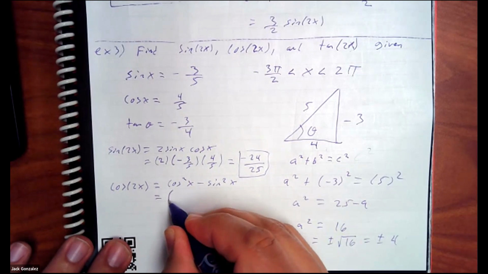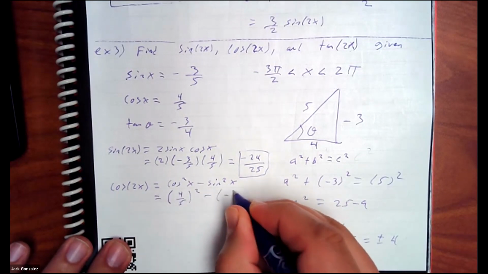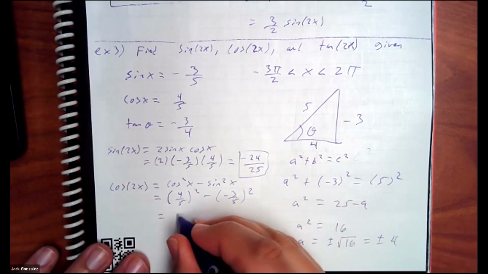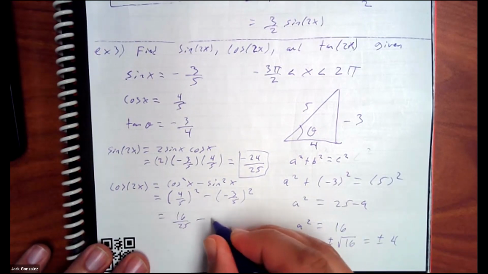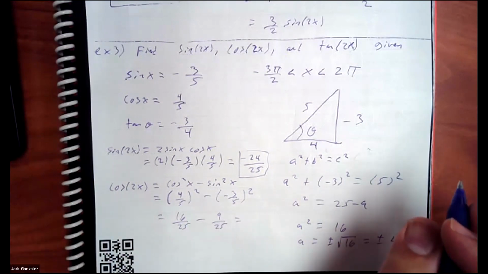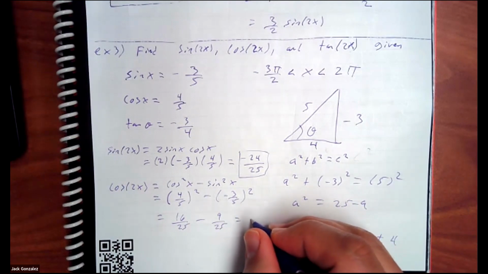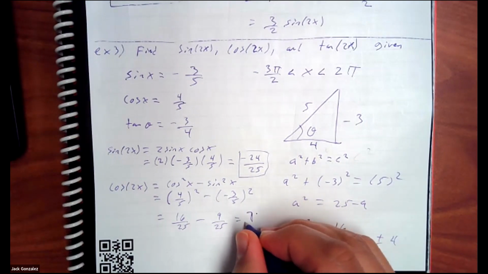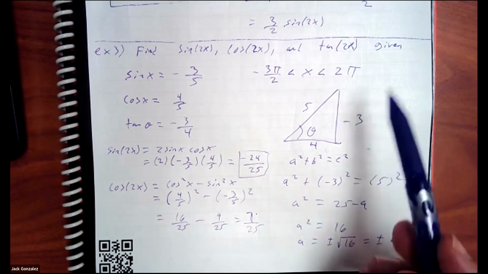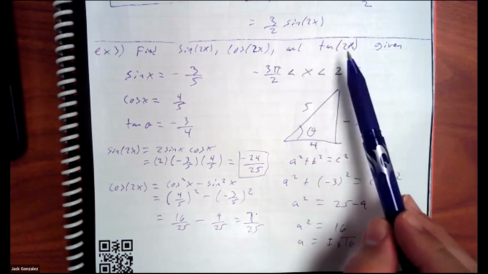So that would be 4/5 squared minus -3/5 squared, which is 16/25 minus 9/25. What's 16 minus 9? 7. Yeah. So we're just using the formulas. Does that make sense? So do the same for tangent because I'm out of space.